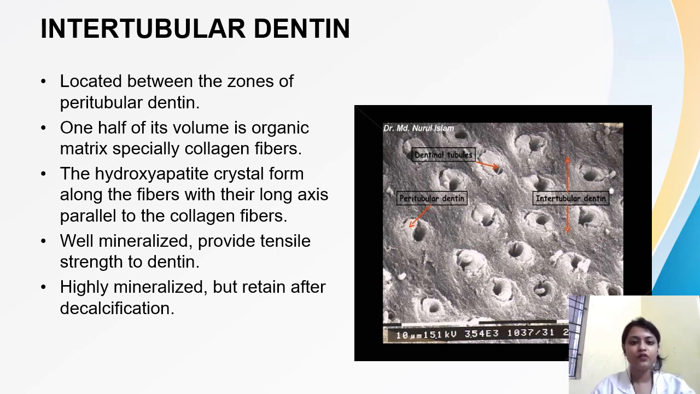One half of its volume is organic matrix, especially collagen fibers. So half of it is composed of collagen fibers. The hydroxyapatite crystals formed along the fibers with their long axis parallel to the collagen fibers. Well mineralized, they provide tensile strength to dentin.